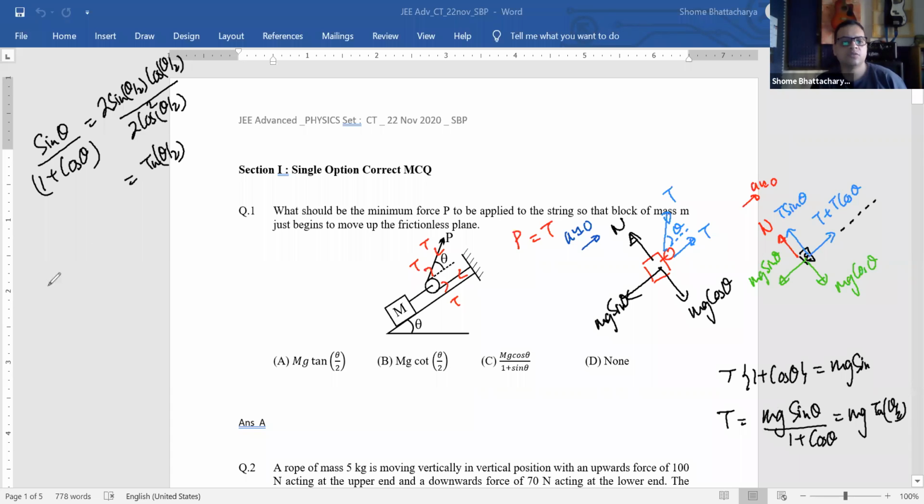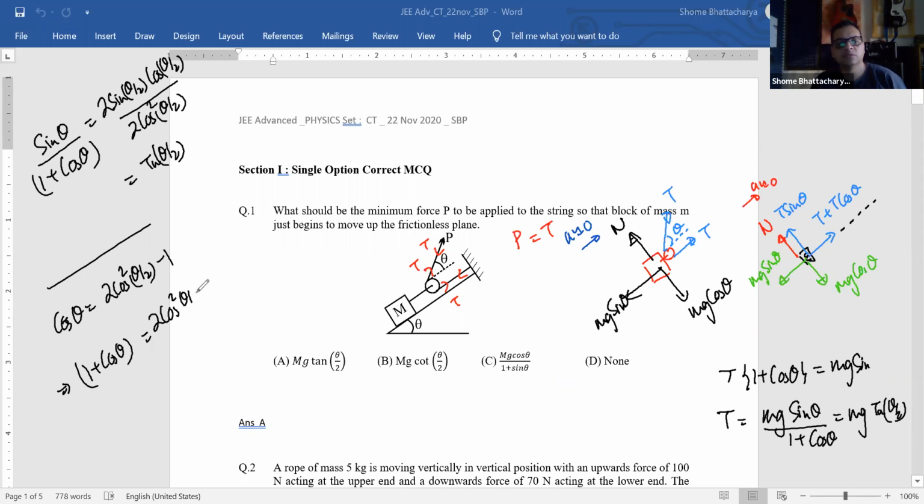So here we are using the formula cos theta is 2 cos square theta by 2 minus 1. Therefore 1 plus cos theta is 2 cos square theta by 2. This formula we are using. So hope this is clear, Shikhar.